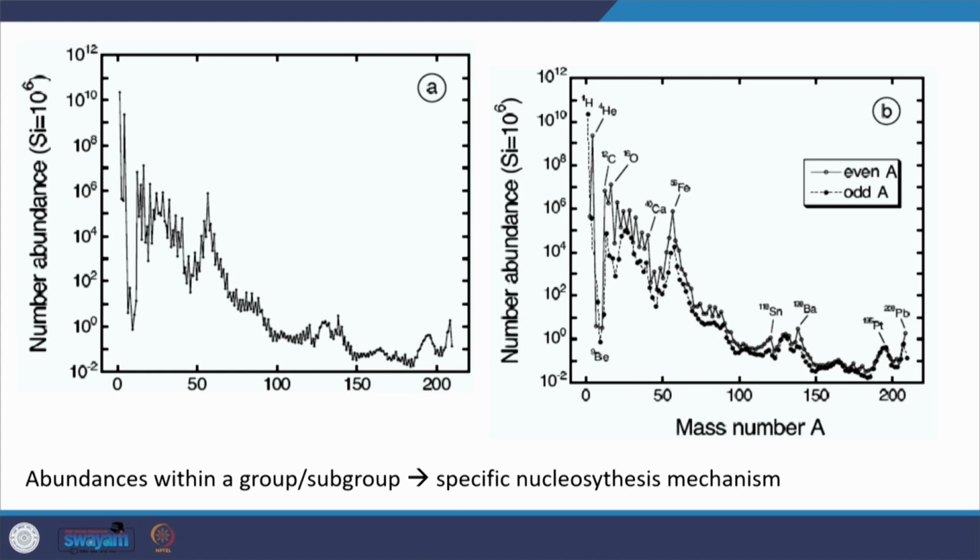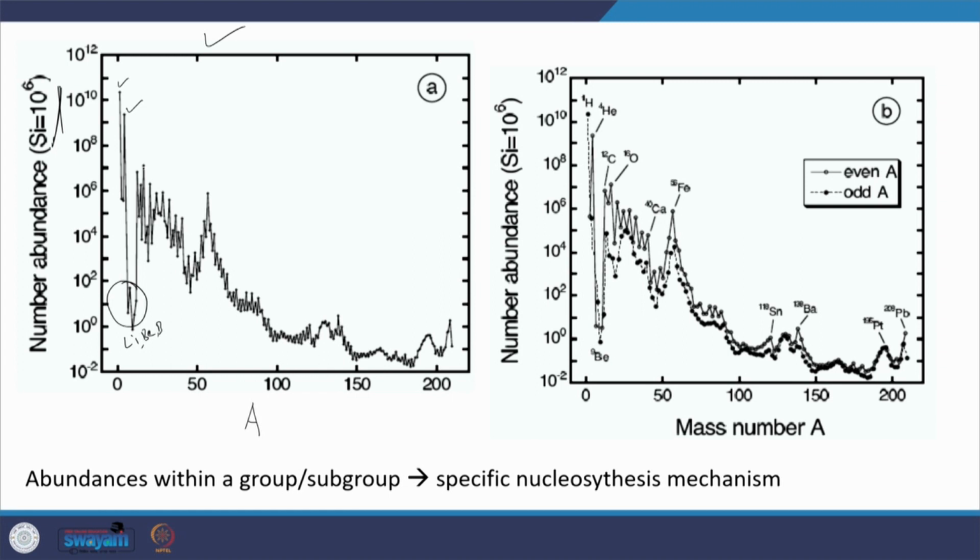How does it look? Let me show you. When we normalize with silicon, with the number of atoms being 10 to the power of 6, and on the x axis you take the mass number, you can see in the first diagram that the most abundant elements are hydrogen and helium, and then a sudden dip in the abundance of lithium, beryllium and boron. So, for lithium, beryllium and boron, the abundance is very low, a sudden dip. Why is it so? We have to understand.